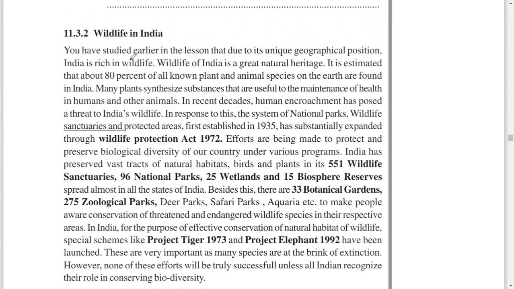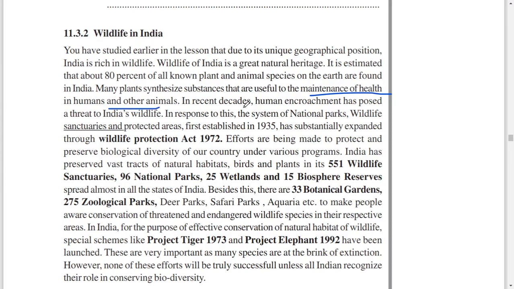Wildlife in India. We have studied earlier in the lesson, due to unique geographical position, India is rich in wildlife. Wildlife of India is a great natural heritage. It is estimated about 80% of all known plant and animal species on the earth are found in India. Many plants synthesize substances that are useful to maintenance of health in humans and other animals.